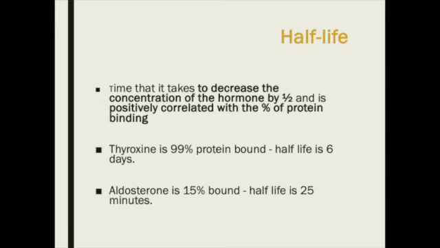Half-life. This terminology describes the time that it takes to decrease the concentration of the hormone in your body by half. And it's positively correlated with the percent of protein binding as well. So thyroxine is 99% protein bound. It has a half-life of 6 days. But aldosterone is 15% bound, so its half-life is shorter, only 25 minutes. So the more bound they are, the higher the half-life is going to be.